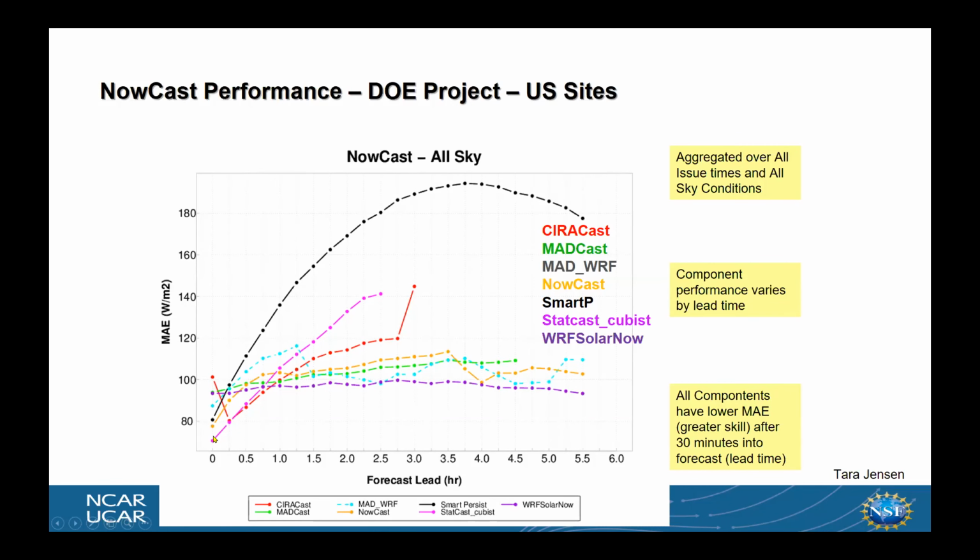And in fact, for the first half hour, it was definitely best, but the only thing rivaling it beyond that was what we called Cirracast. It's a satellite-based method developed by colleagues at Colorado State University. But it continued to beat the best NWP out to about an hour. And again, we found that it depended on the amount of data for training.